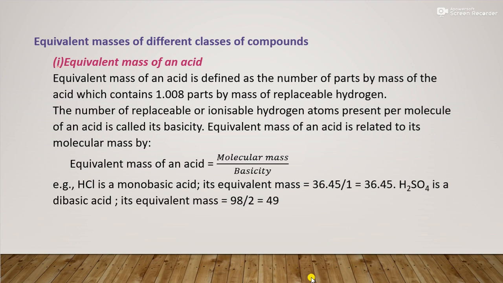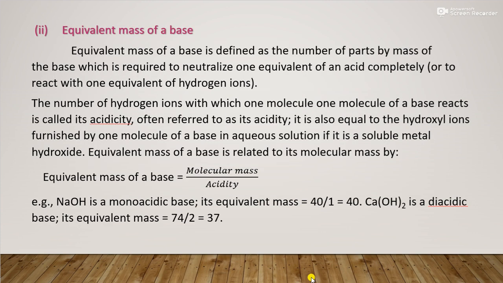In the case of H2SO4, sulfuric acid, it is a dibasic acid because it contains two ionizable hydrogen atoms. So its equivalent mass is equal to 98 by 2, that is molecular mass divided by its basicity, which equals 49. Okay, then next is equivalent mass of a base. Equivalent mass of a base is defined as the number of parts by mass of the base which is required to neutralize one equivalent of an acid completely.